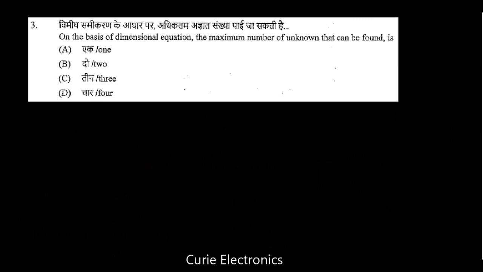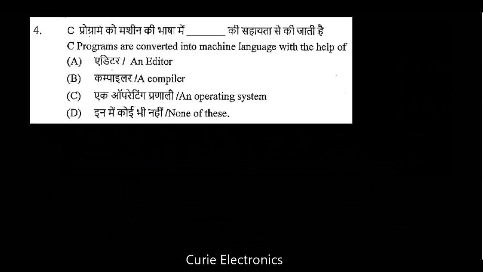On the basis of dimensional equation, the maximum number of unknowns that can be found is? The answer is 3. This question is from physics, and the 3 is coming from the fundamental quantities, that is mass, length and time. So these three unknowns we can find using the dimensional equations: mass, length and time. Those are the fundamental quantities.